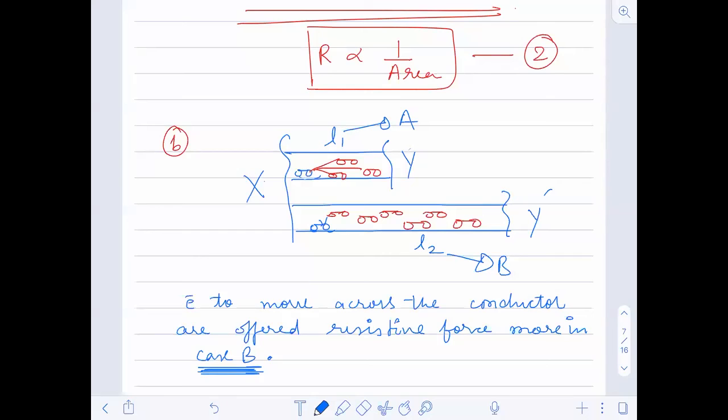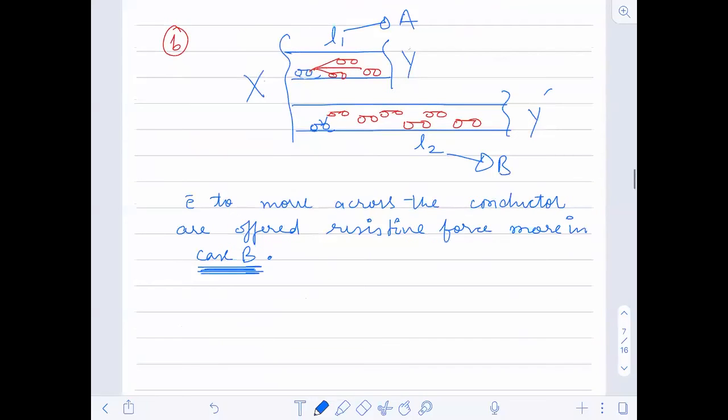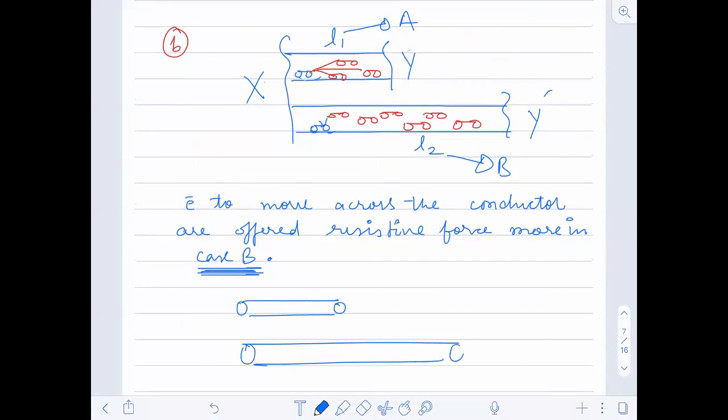See, suppose you are having a conductor. You are having two wires. One is 1 meter, one is 10 meter. Now tell me, a free electron that I have marked here, I will see the motion of these two electrons. This electron here in case A, how many electrons will it hit? Suppose 1000. It is going to hit 1000 different electrons. I'm just taking a fixed, imaginary number.